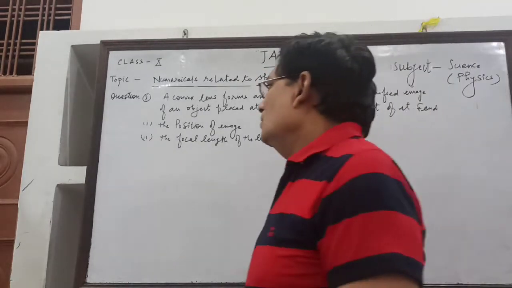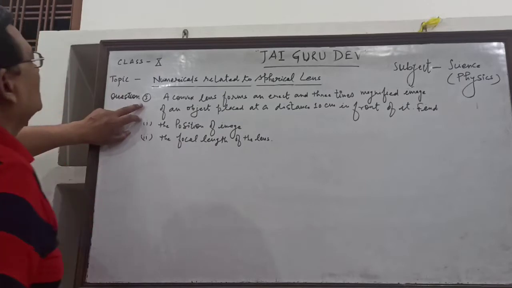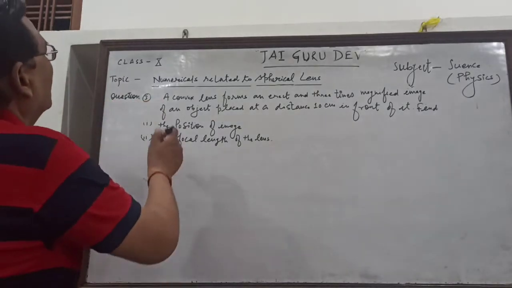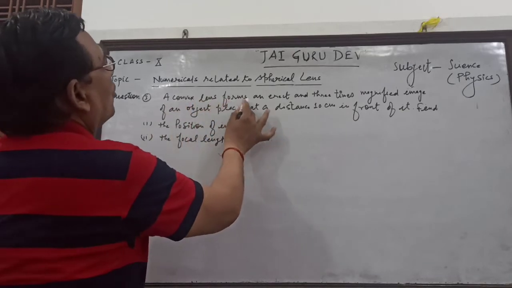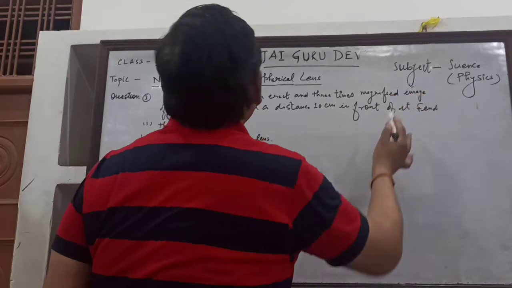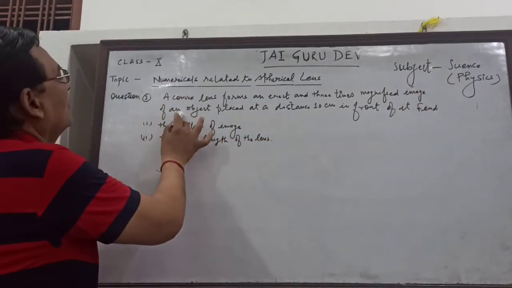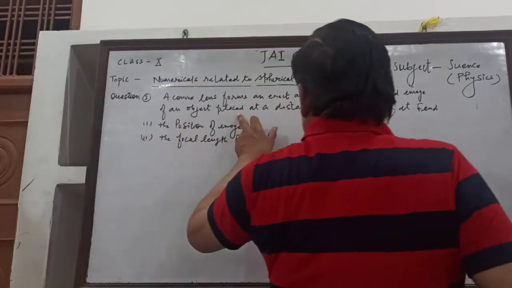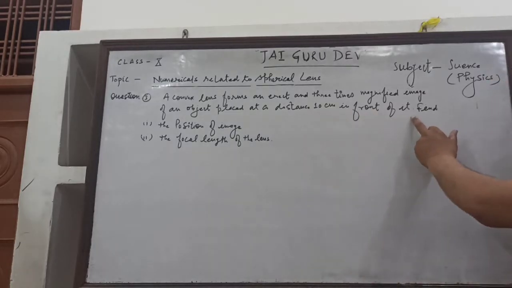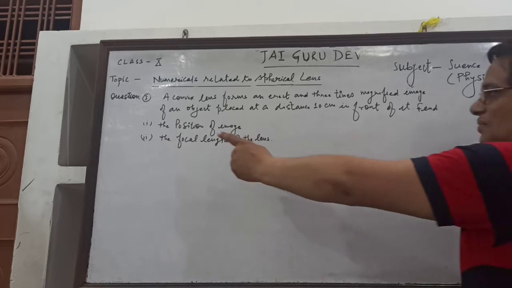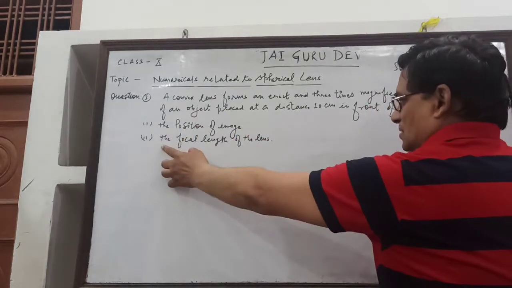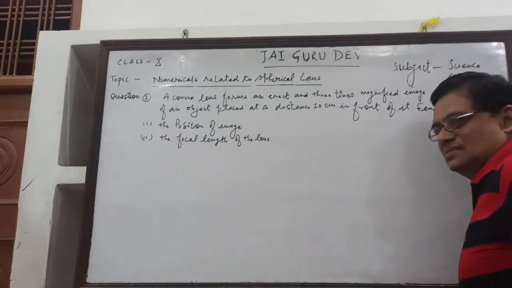Yes. Now, question number 3. I read it. A convex lens forms an erect and 3 times magnified image of an object placed at a distance 10 centimeter in front of it. Find first part, the position of image. Second, the focal length of the lens.